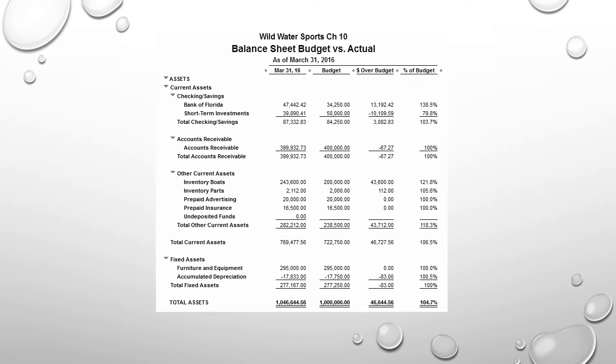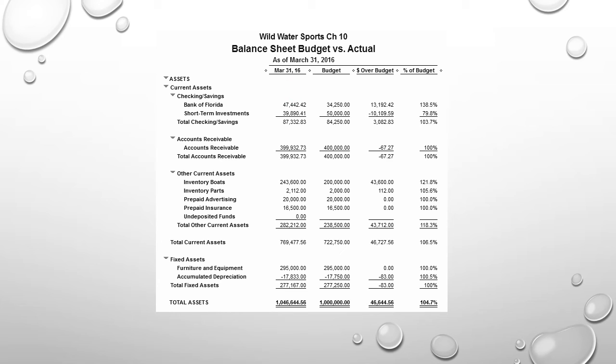Once the budget information is input, we can generate a second report called the Balance Sheet Budget versus Actual Report. It's going to incorporate the budget we just created with the budget overview, but it's also going to compare it to the actual data we've already been entering into QuickBooks.